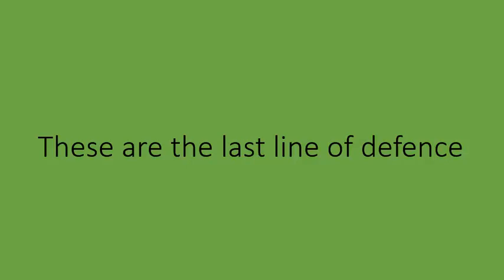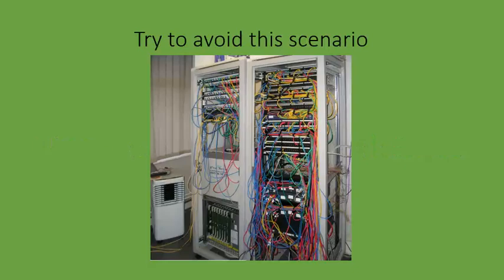These are the last line of defence though. And by the way, try to avoid this scenario. What you can see in this picture is two racks or cabinets that have had both the front doors left off them and the side panels left off. You can see the cabling is really rather scruffy. And anybody getting into this server room will basically have free access to any of the equipment in either of these two racks.